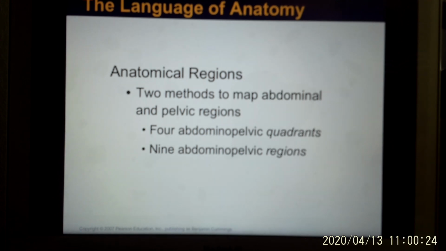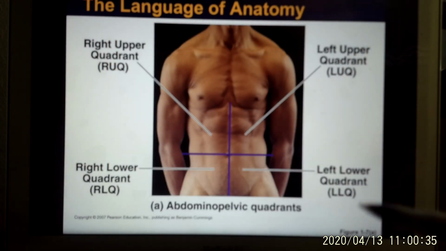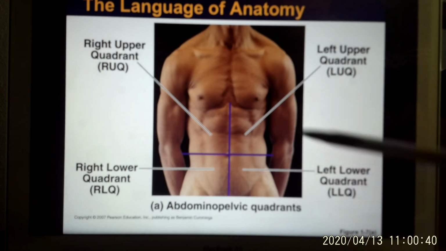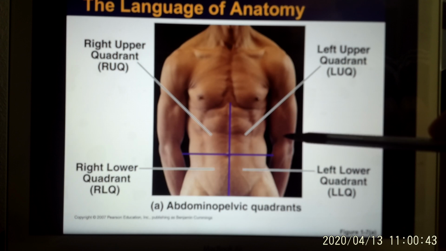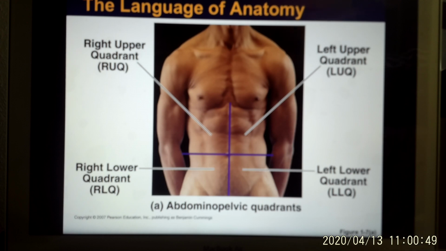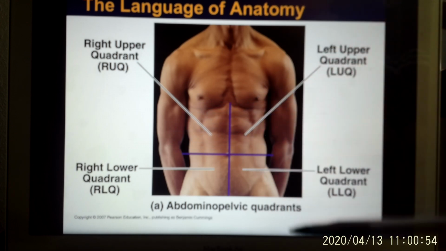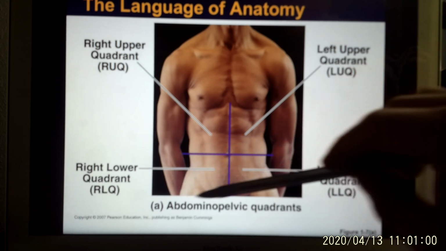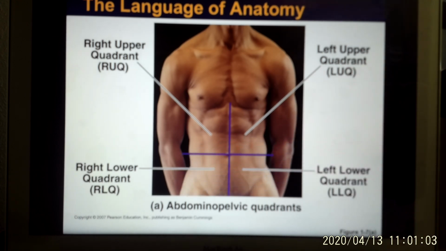Your abdominal pelvic region can be divided into 4 different quadrants and 9 different regions. Let's divide them into quadrants: the right upper quadrant, left upper quadrant, right lower quadrant, and left lower quadrant. So 4 different quadrants. How do we use it? Your liver is in what quadrant? Your liver is in the right upper quadrant. Your appendix is in what quadrant? Your appendix is in the right lower quadrant. That's around here.